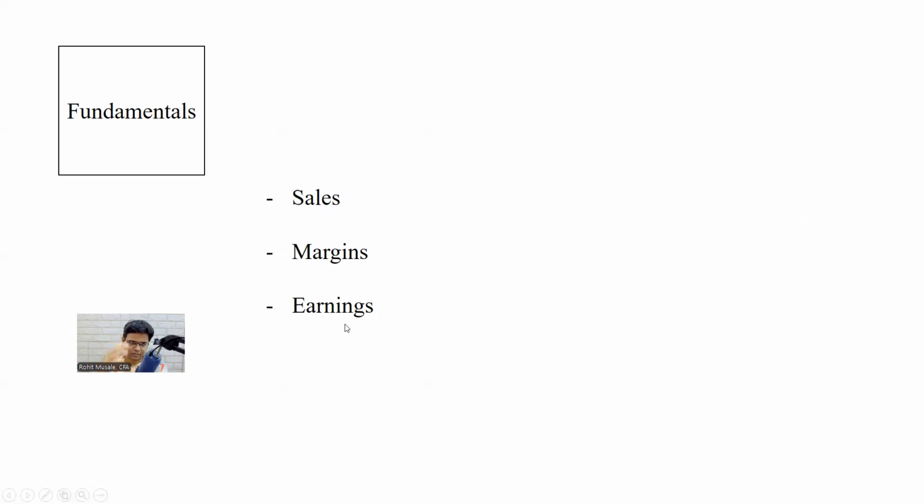So we look at sales quarterly, annually. We look at margins over the past 5 years, over the past 10 years, how the margins are doing. Is it growing or is it declining? So let's say 10 years ago, the margin of a company was 15%, and now it is 35%. That's margin expansion. Earnings, we look at quarterly growth, annual growth.